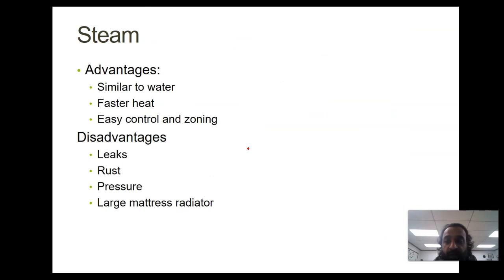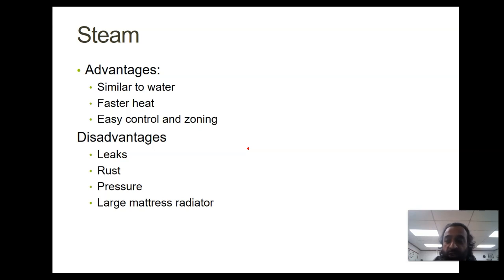So steam has advantages. It's similar to water. It has faster heat, because the water is heated up to like 220 when it becomes steam, and it's easy to control and zone. If you don't want to heat one room, you just shut off that steam radiator in that room, and the possibility of freeze is lower than hot water, because all the water goes back to the basement.